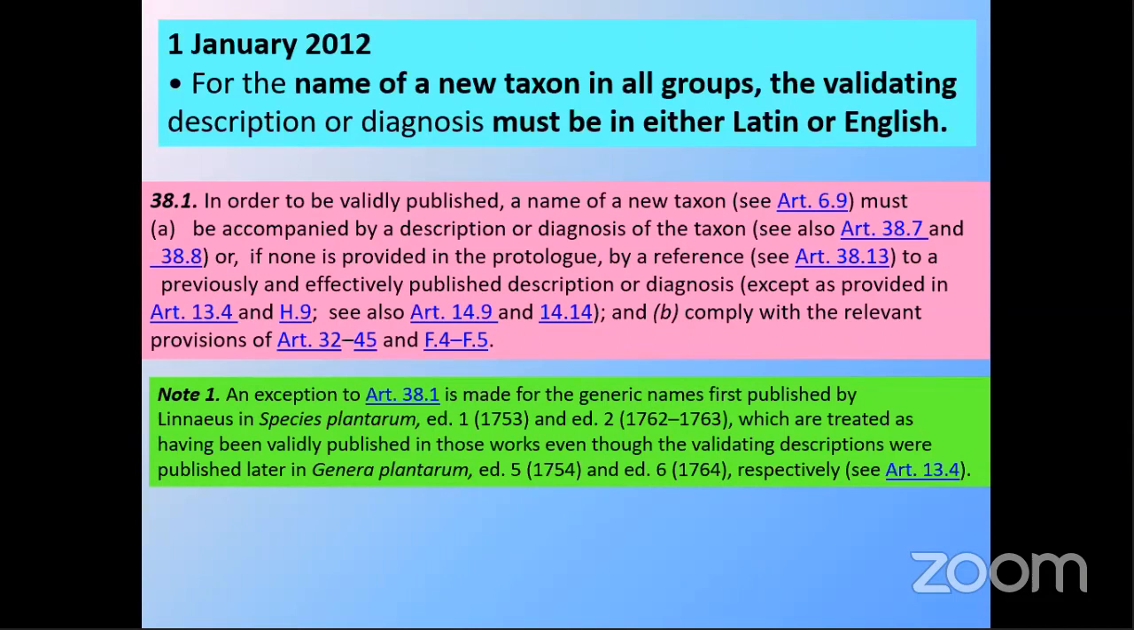In order to be validly published, a name of a new taxon, see Article 6.9 also, must be accompanied by a description or diagnosis of the taxon, or, if none is provided, the protologue by the reference to a previously and effectively published description or diagnosis. So they have very clearly explained in different articles and different sections, and they have given notes also. Suppose it is confusing or many articles are cited for the same principle or items, they have given the note. For every confusable code, they have given the note also with the example also. Next slide, please.